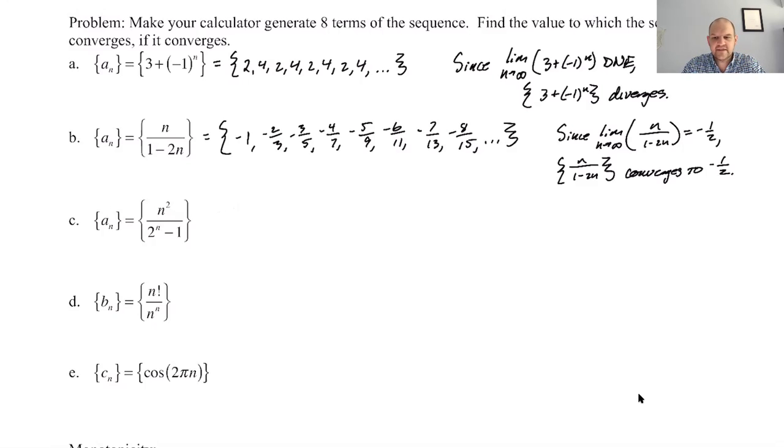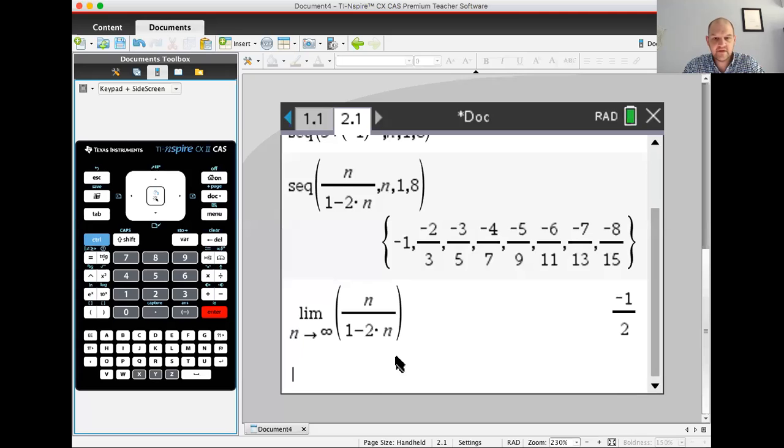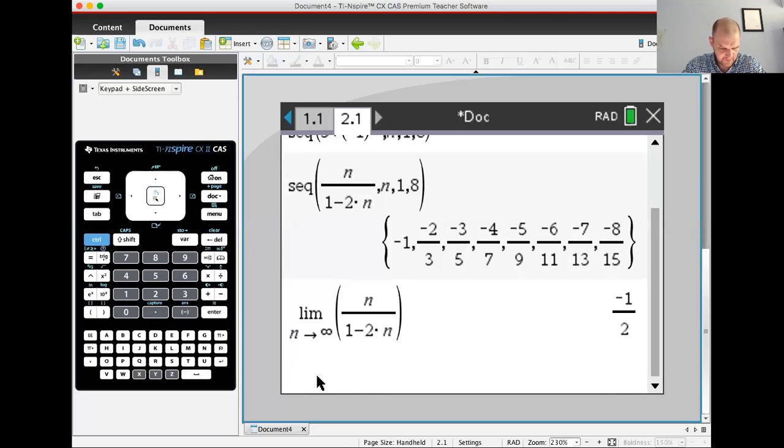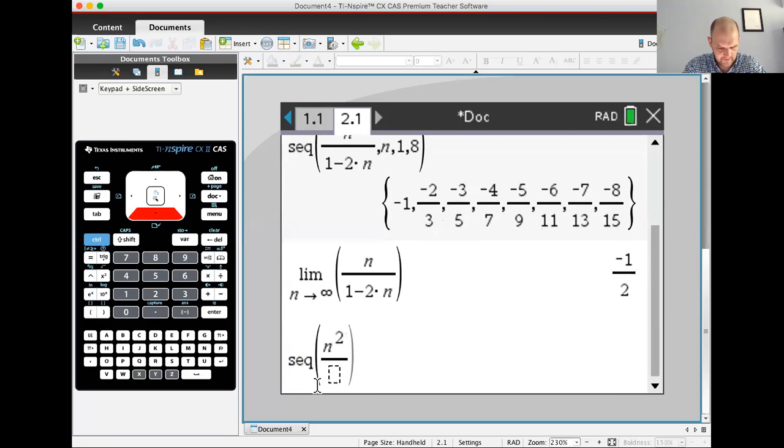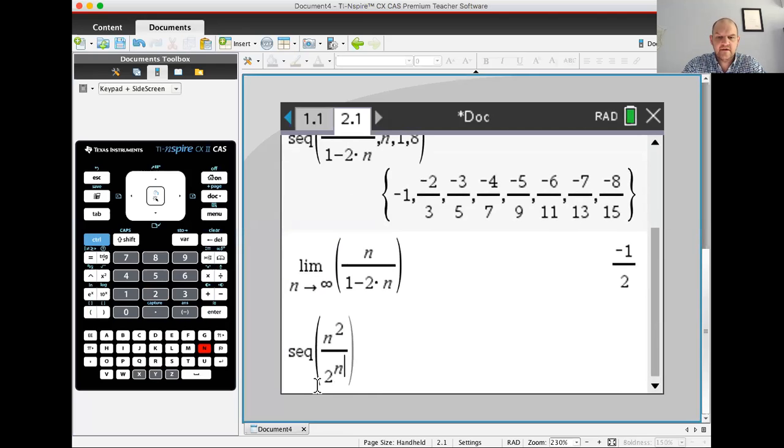All right, let's do the next one. Maybe I'll do 2 of them while I'm there. Oh, maybe not, because part D looks a little weird. Sequence of n squared over 2 to the n minus 1. So the denominator is exponential, which means it's going to grow faster than the polynomial. So I'm fully expecting the limit to be 0. The question is, what do the terms do?